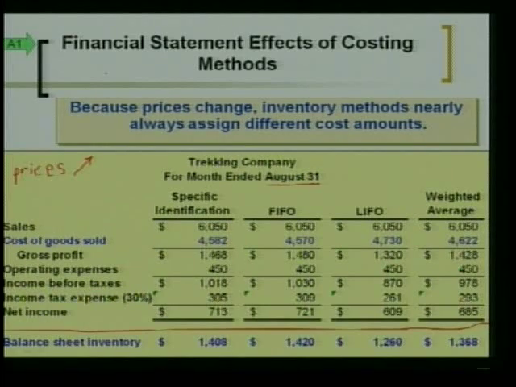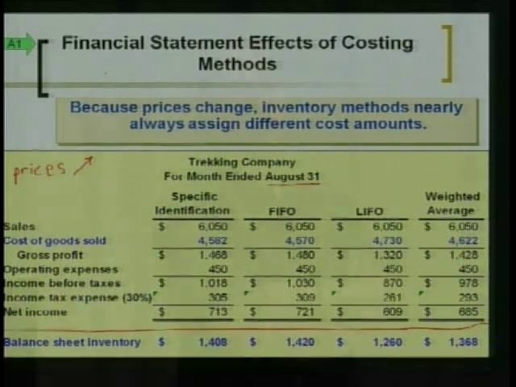Look at that income tax expense line. Who has the lowest income tax expense? Oh. Who's got the lowest income tax expense when prices rise? LIFO. Do you guys like to pay taxes? Companies don't like to pay taxes either. So now do you see why some companies might choose to use LIFO? When prices are rising, or in an inflationary environment, LIFO results in the lowest income tax paid.